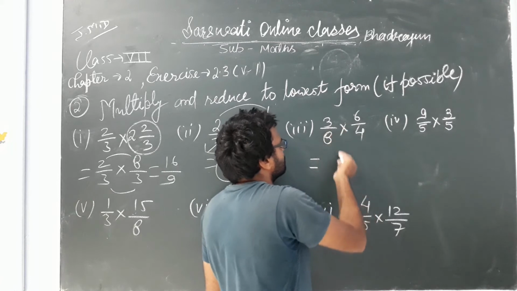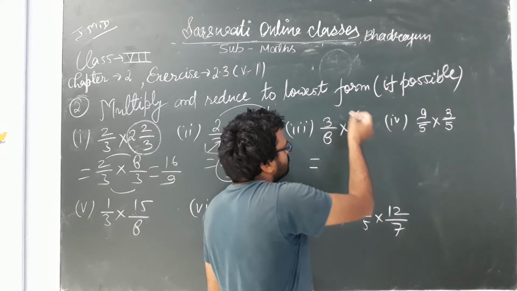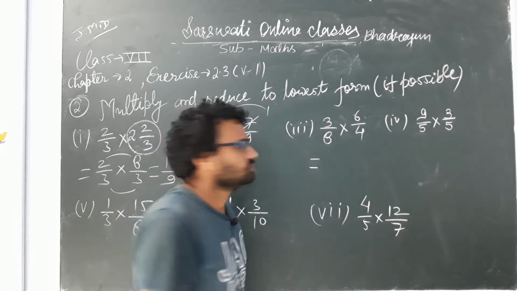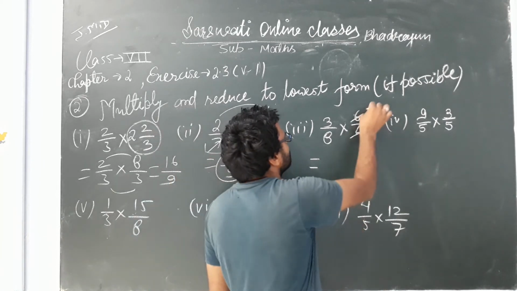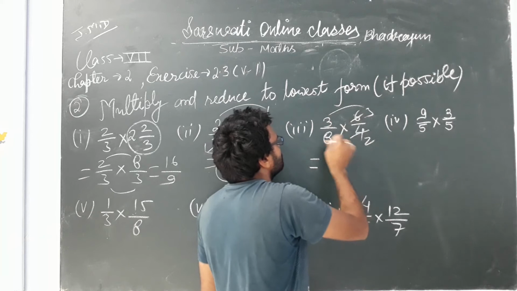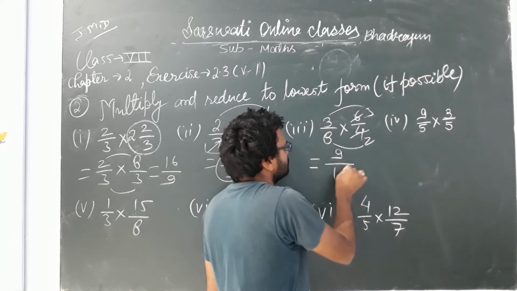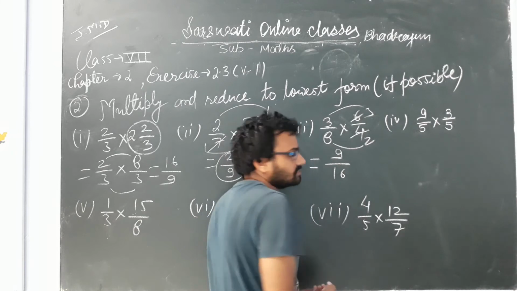Here we are clearly seeing these two are divisible by 2. Okay, so 2 2s are 4 and 2 3s are 6. When 3 is multiplied with 3, 3 3s are 9, and 8 is multiplied with 2, 8 2s are 16. So our final answer is now 9 upon 16.